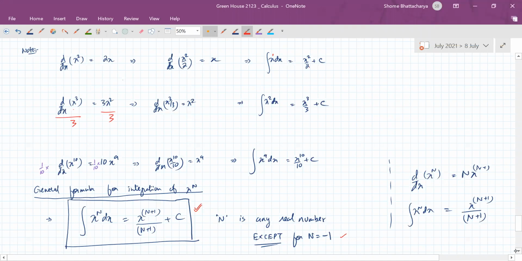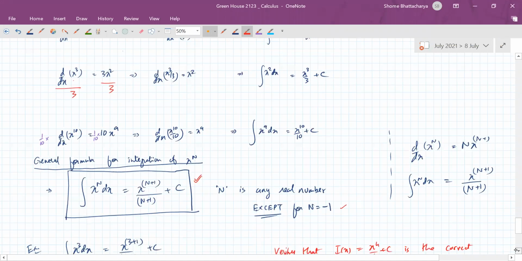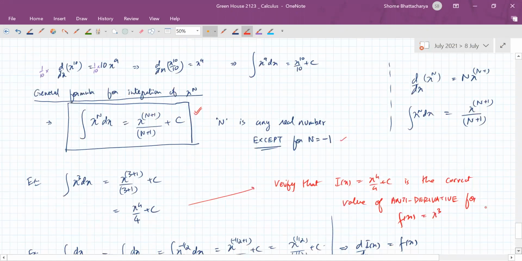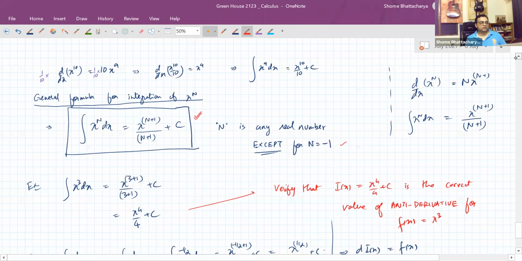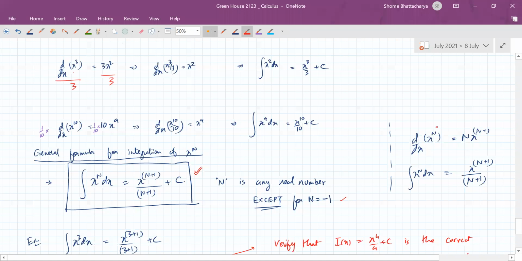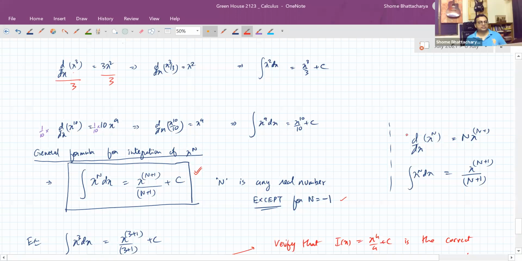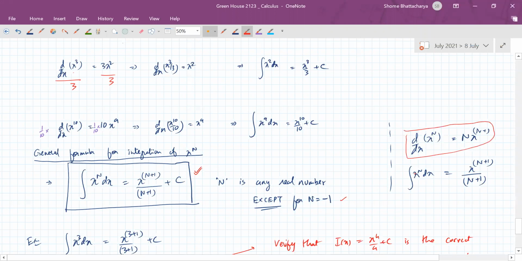Answer this formula where you wrote on the left hand side. On the right hand side. Yes, sorry, right hand side. Yeah, d by dx of x raised to power n. This is the differentiation formula, na? This is the standard formula of differentiation.